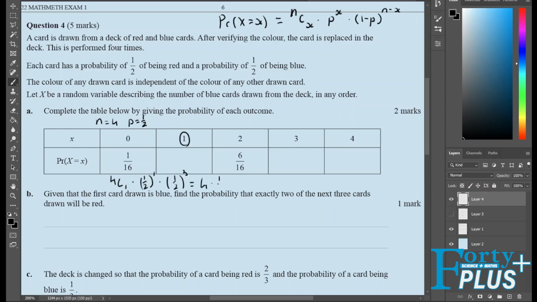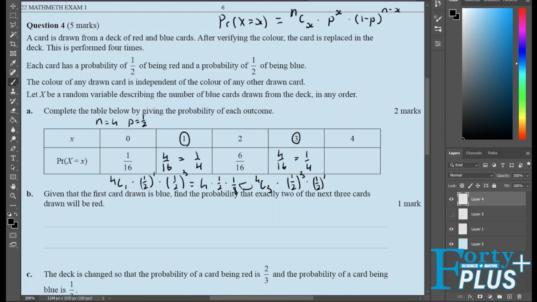That's going to equal 4 times 1/2 times 1 over 8. That's going to equal 4 over 16, or 1/4. So that's for 1. For x equals 3, it's going to be 4 choose 3, which is exactly equal to 4 choose 1, times 1/2 to the power of 3, times 1/2 to the power of 1. We notice that these two are just the same, so this is also 4 over 16, or 1/4.